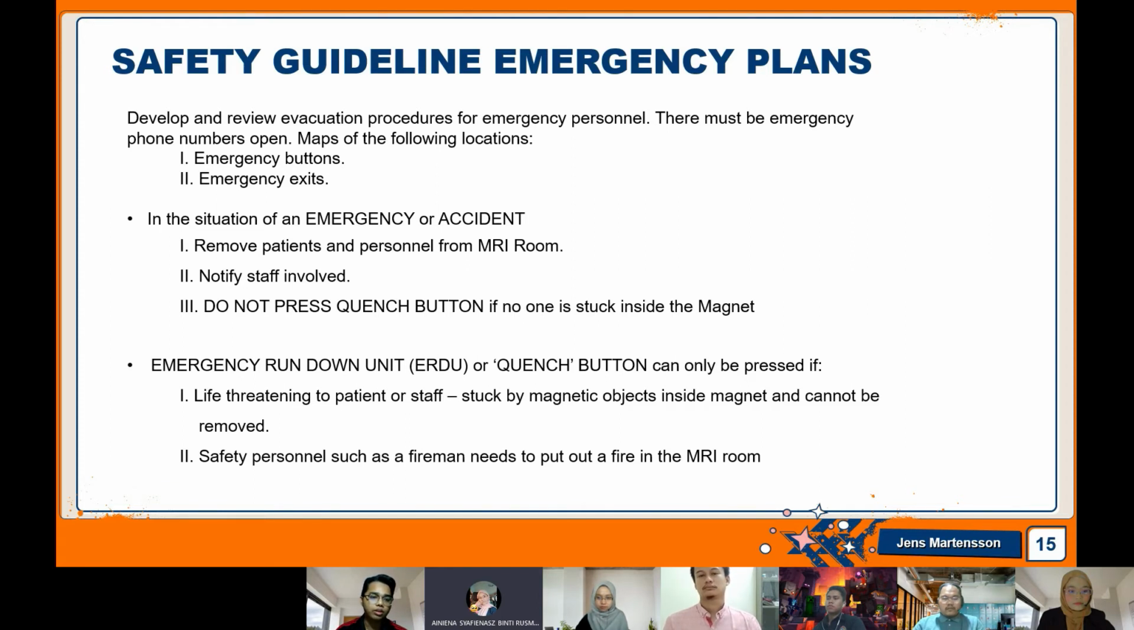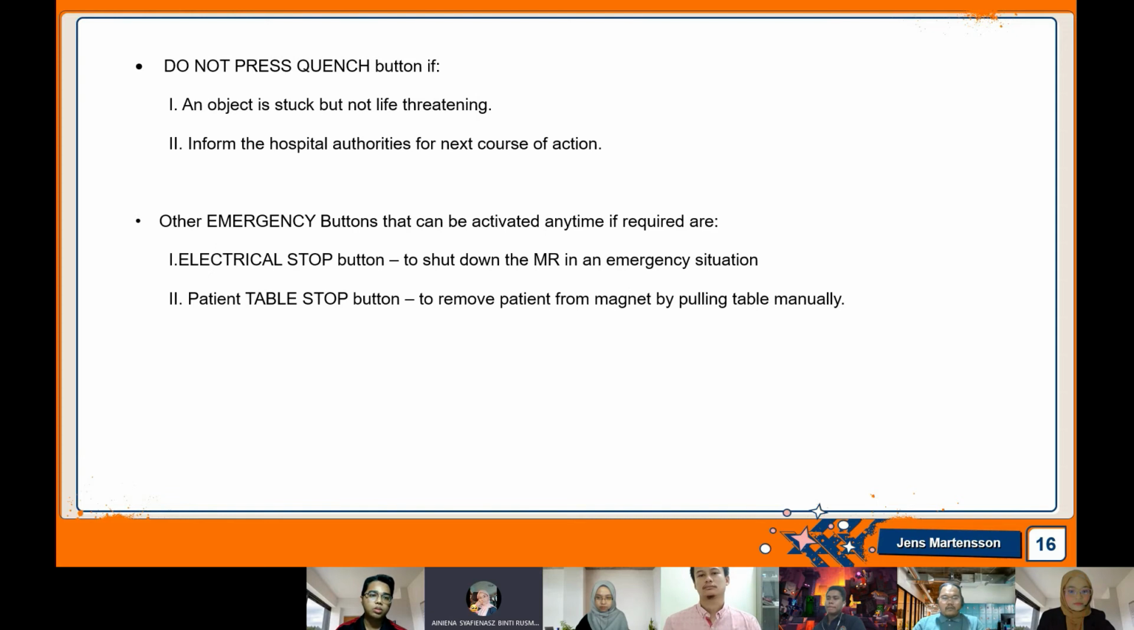The second is safety personnel, such as firemen, who need to put out a fire in the MRI room. Do not press the quench button if an object is stuck but not life-threatening. Inform the hospital authority for the next course of action. And the last one is other emergency buttons that can be activated anytime if required.